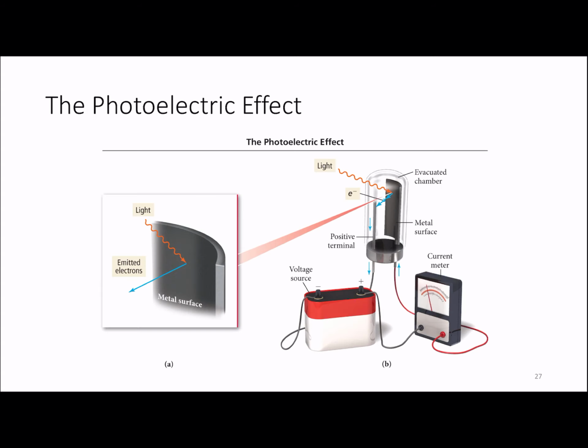So here's the setup of the photoelectric effect experiment. You have an evacuated chamber with a metal surface, and then you would shine light on it, and the metal would eject an electron, and that electron would be attracted to a positive terminal, which would be hooked up to a battery. You have this voltage source, and then every time an electron hit that terminal, you would see a reading on the current meter.